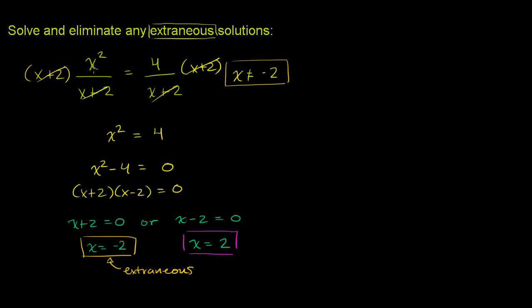And you can check it yourself. You do 2 squared, you get 4 over 2 plus 2, which is 4. And that should be equal to 4 over 2 plus 2, which is 4, which it definitely does. 1 is equal to 1.